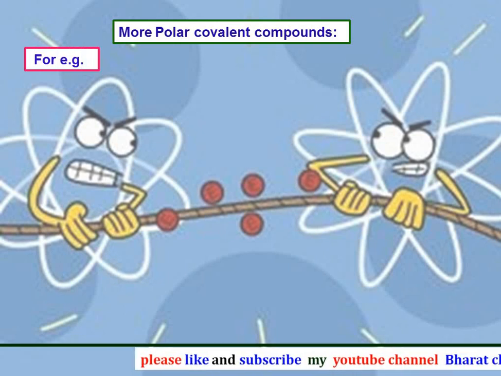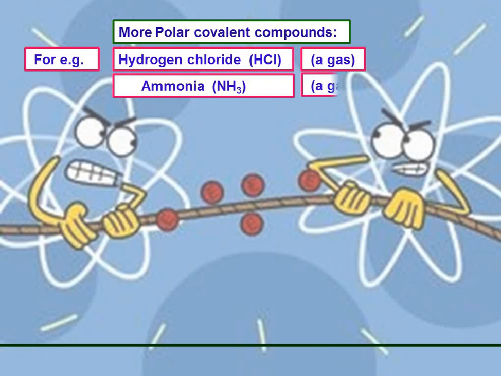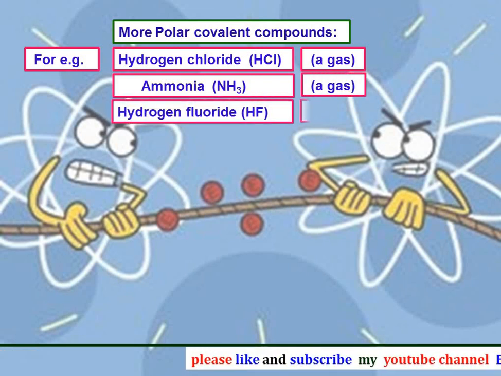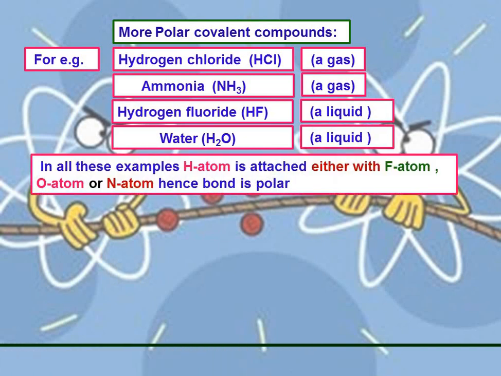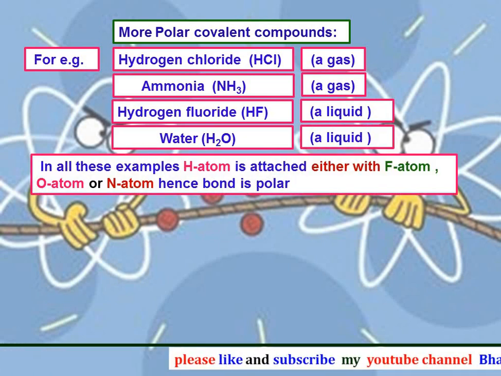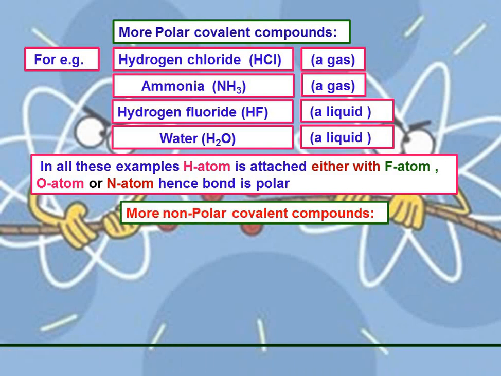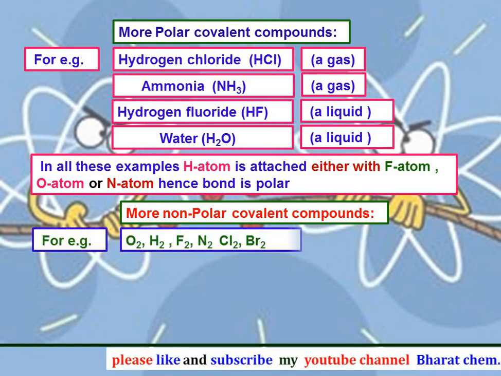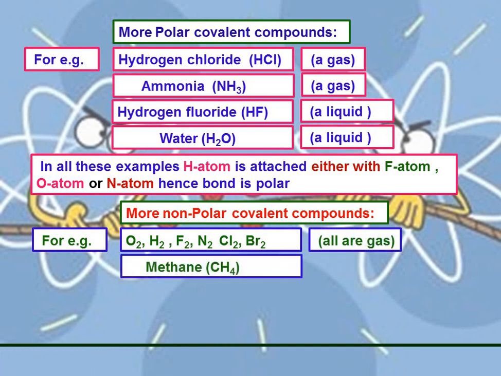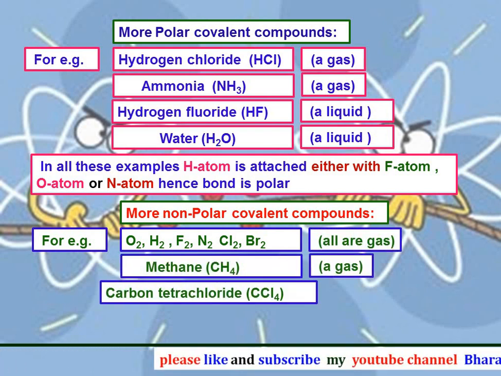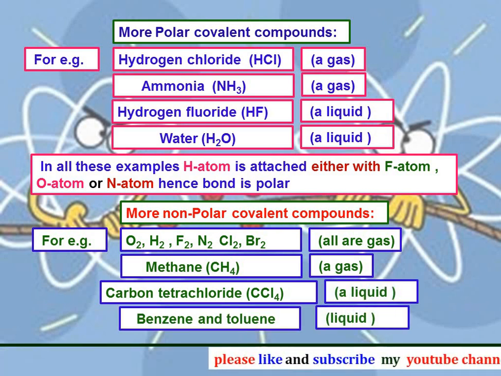More polar compounds, for example, HCl, hydrogen chloride, which is a gas, ammonia, NH3, which is also a gas, hydrogen fluoride, HF, which is a liquid, water, H2O, which is a liquid. In all these examples, the hydrogen atom is attached either with a fluorine atom, oxygen atom or nitrogen atom. Hence, the bonds are polar. More non-polar covalent compounds, for example, oxygen, hydrogen, fluorine, nitrogen, chlorine, bromine. All these are gases. Methane, which is also a gas. Carbon tetrachloride, which is a liquid. Benzene and toluene are also liquids.